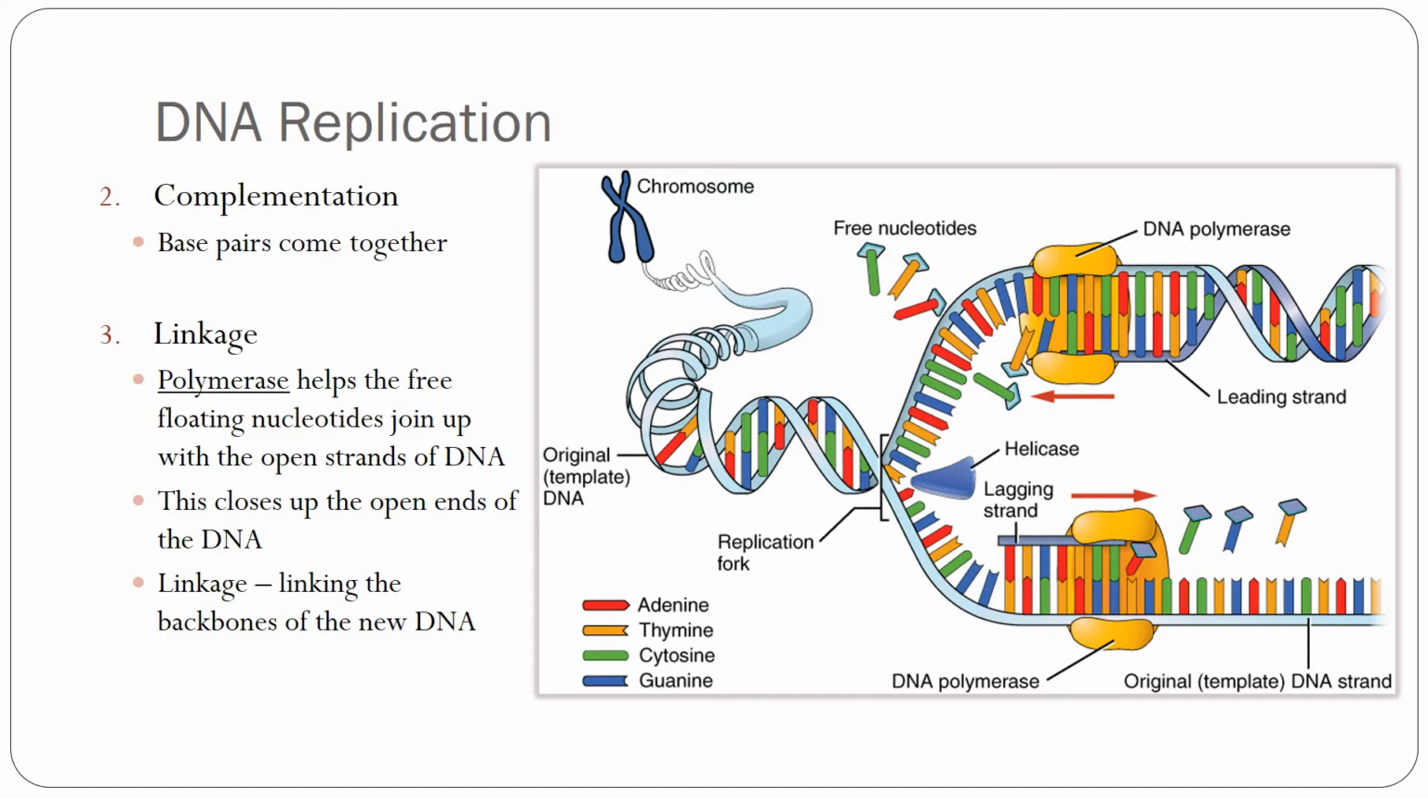Okay, so then that's part 3 where we have linkage, where you have polymerase, which helps the free-floating nucleotides join up with the open strands of DNA. Polymerase comes from the word polymer. Polymer is something that's used to attach or to adhere certain things together. So this closes up both ends of the DNA, and this links the new backbones of the new DNA.